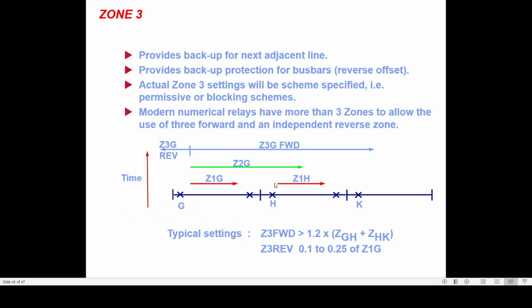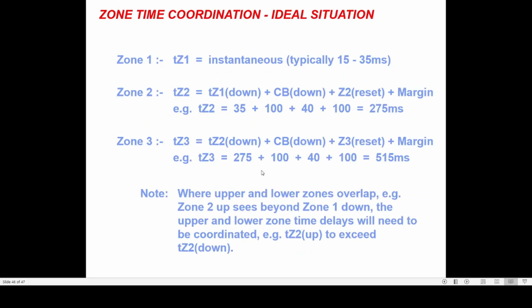So till this point we have calculated total time as 260 plus 40, that is 300, and now this reset time of 50. So zone 2 operating time will ideally be 350 milliseconds. Older slides mentioned 275, but 350 milliseconds is for zone 2.